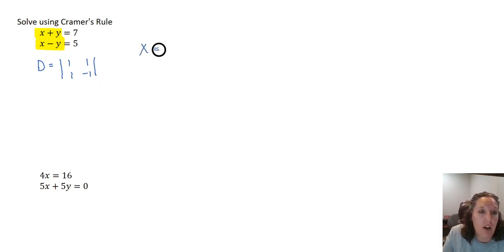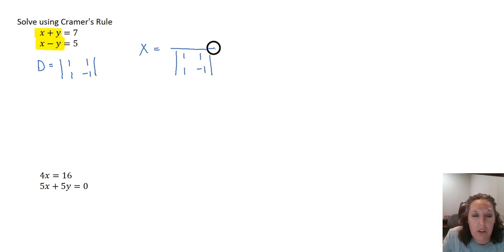Now to find the value of our x coordinate, that's going to be in the denominator. So 1, 1, 1, negative 1 is going to be our denominator. In the numerator, what we're going to do is replace our x coefficients with the coefficients in the constant spot. So instead of the 1 and 1 that we have in that D matrix, we're going to replace that with our 7 and our 5. The rest of it is going to be exactly the same.